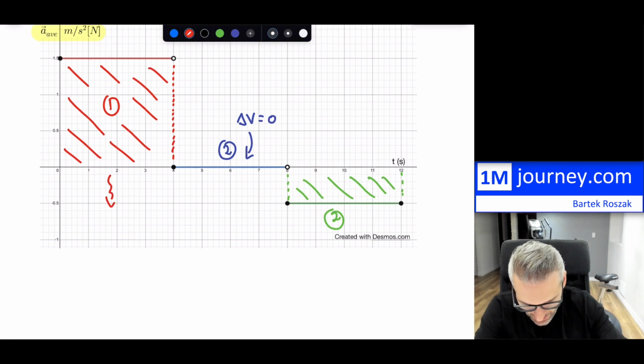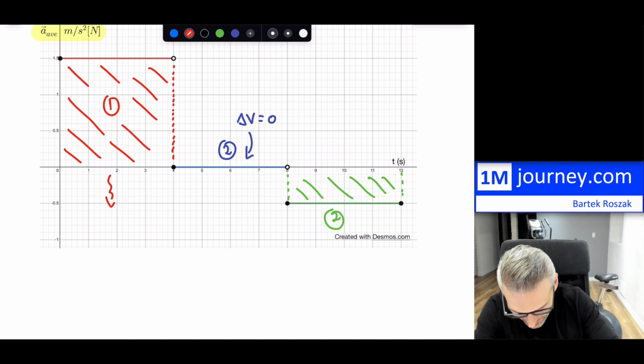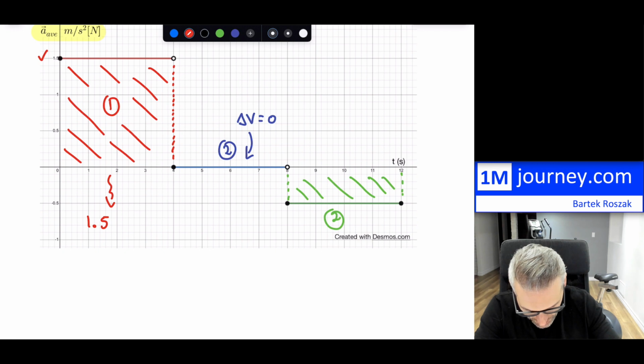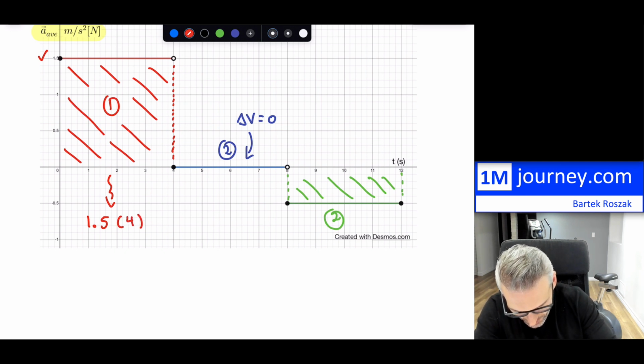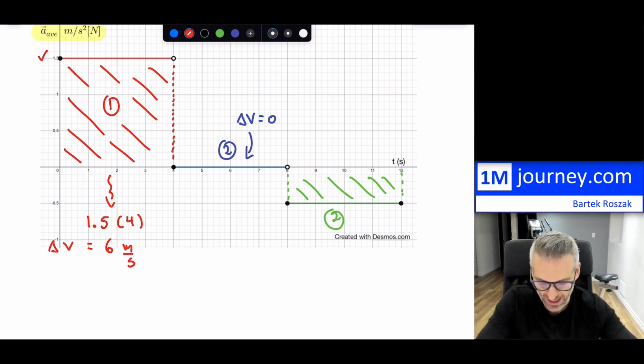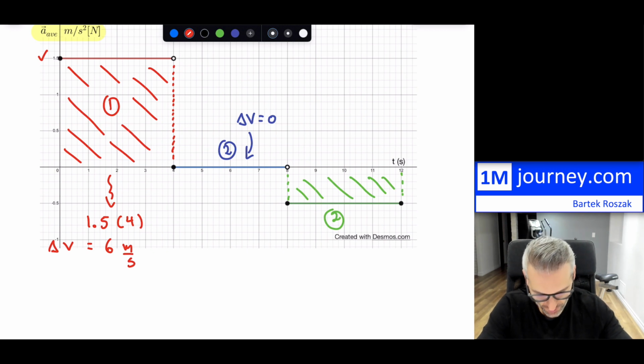So as you can see there, it's 1.5. So we have 1.5, so that's at the top, and it stretches out for 4 seconds. So 1.5 meters per second squared times 4 seconds. Notice this is going to be 4, so this gives us basically 6. So this is 6 meters per second. That is the change in velocity that we have. So that's the first one.